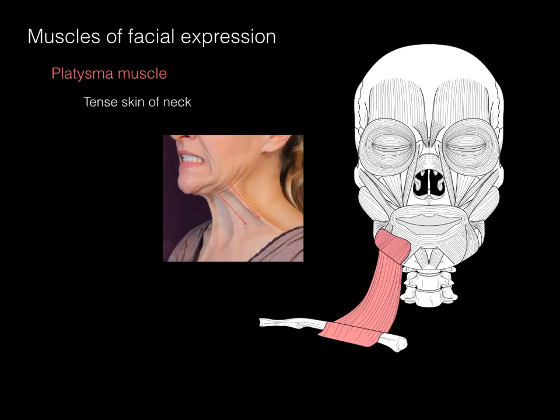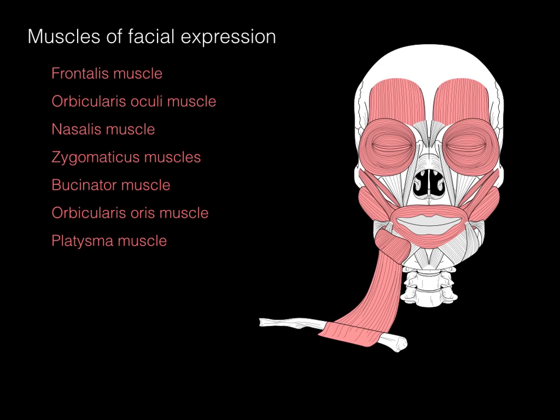And all these muscles of facial expression that you see here are derived from that second branchial arch, which when they migrate during embryonic development form the most superficial layer of muscles that we have on the face.